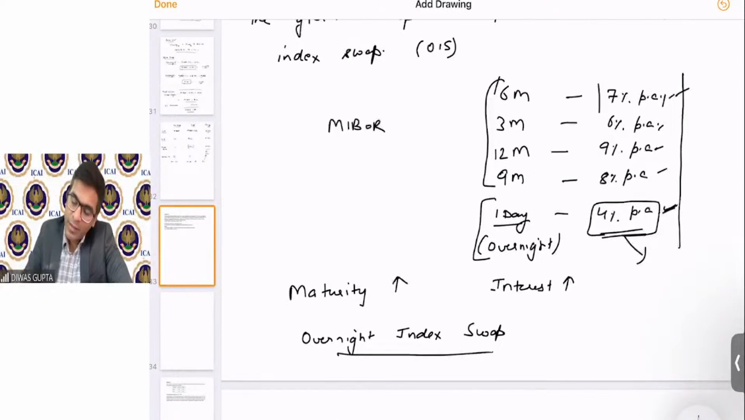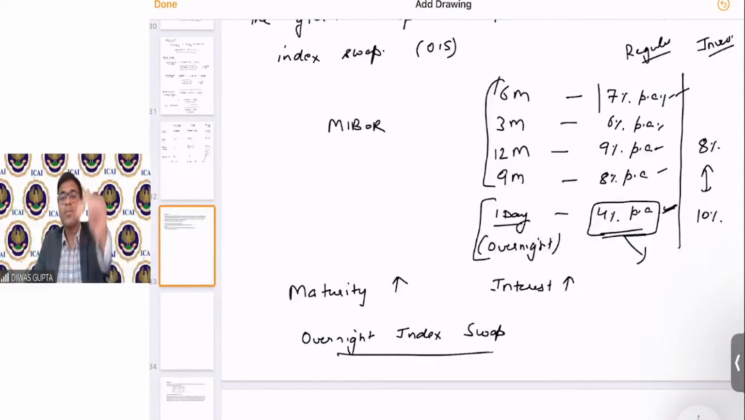see, this is the regular situation of an economy, right? And if an inverse situation happens, wherein let's say overnight becomes 10% and 12 months becomes 8%, so higher maturity becomes lower, it is called an inverse yield curve. It is an indication that the economy will get into a recession, which happened for the US in 2008.